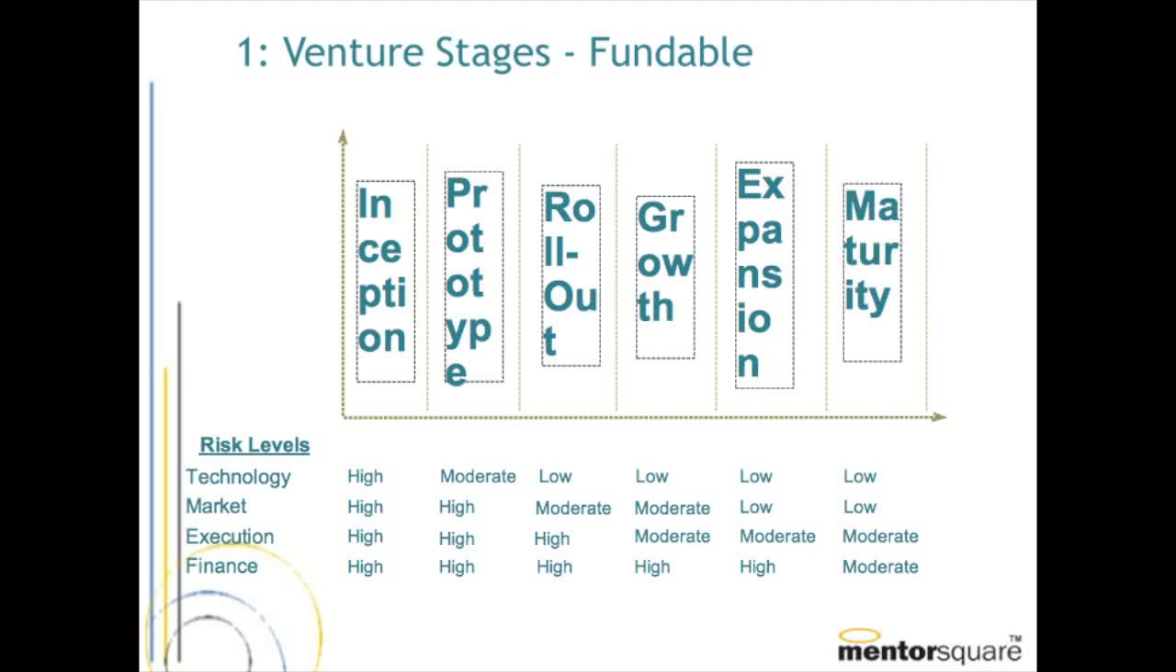And there are various types of risks and risk levels associated with each of these stages. So this slide is self-explanatory. At the inception stage, all these different kinds of risks, which are technology, market, execution and finance, are very high. The risk on technology starts lowering as you move towards the growth stage, so that it's low at the growth stage because your product has been accepted in the market, it is established, selling and sales are growing. So there is very little technology risk.